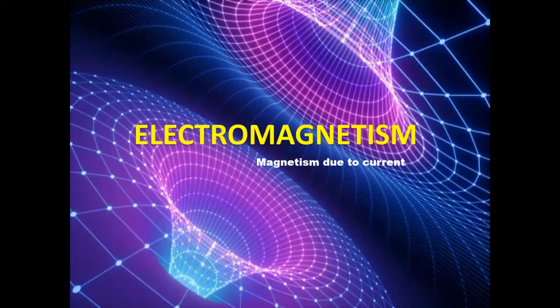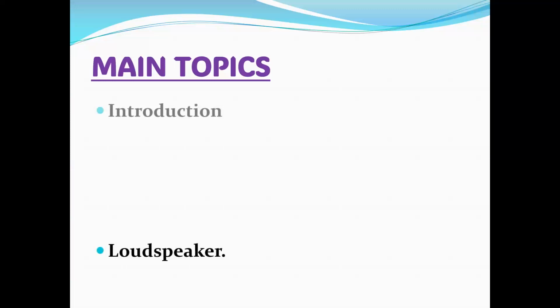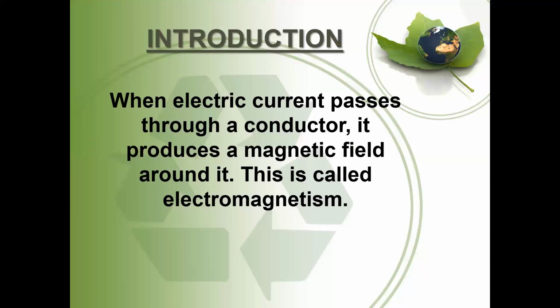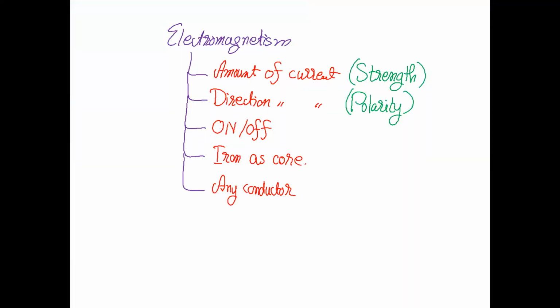It is a magnetism which is generated due to electric current. Electromagnetism is a magnetism due to electric current. Now I'm putting the first concept for today. Electromagnetism depends upon the amount of current. It depends upon the direction of current. When you switch on or switch off the current, magnetism also disappears. We use iron in this section as a core, and electromagnetism actually can use any conductor for the solenoid. So these are the important properties of electromagnetism. You have to copy them.